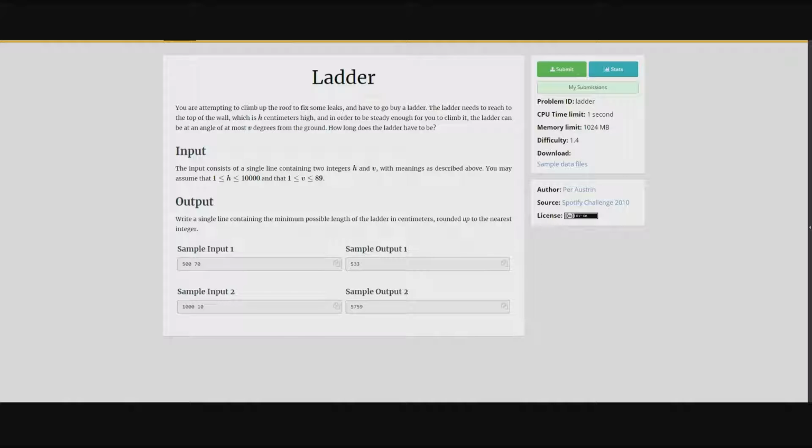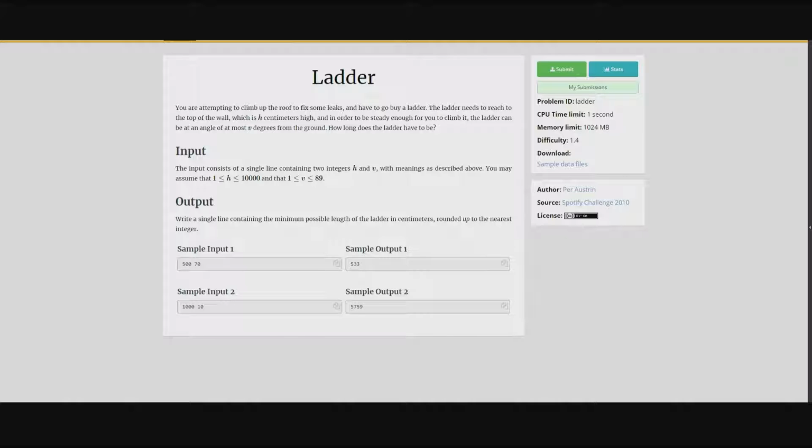And for our input, the input consists of a single line containing two integers h and v, with meanings as described above. You may assume that 1 is less than or equal to h is less than or equal to 10,000, and that 1 is less than or equal to v is less than or equal to 89. Which is very good because we would not have a triangle if v was not between 1 and 89. One more thing is, let's keep in mind that v is in degrees for later.